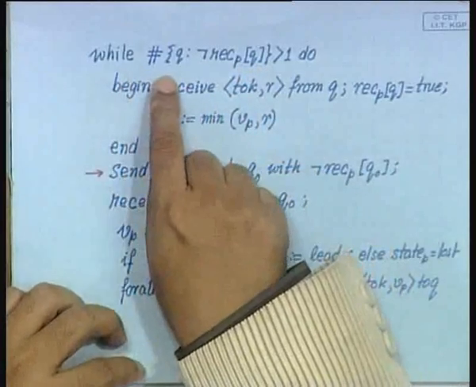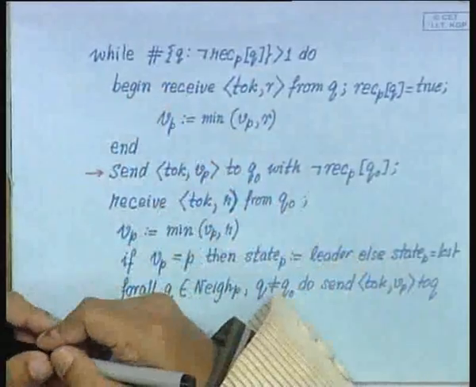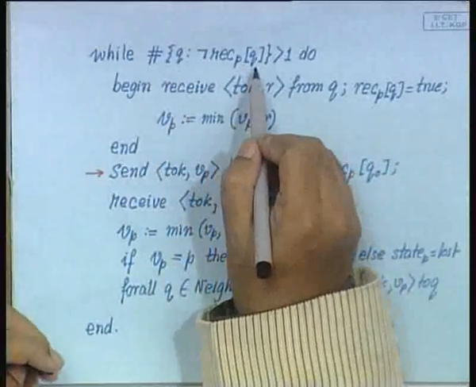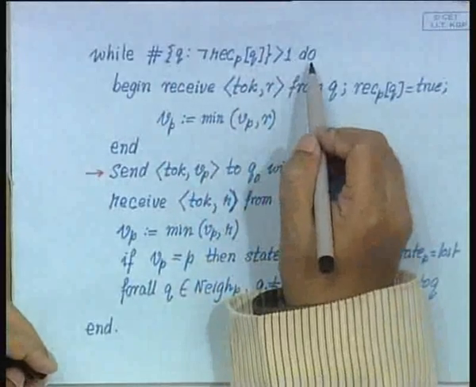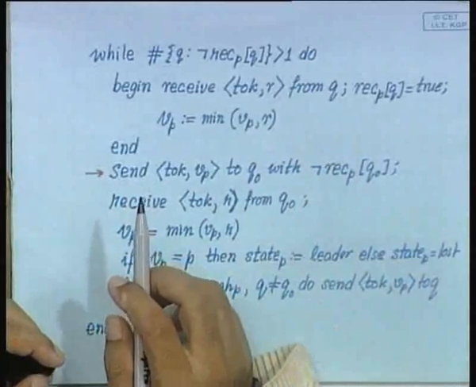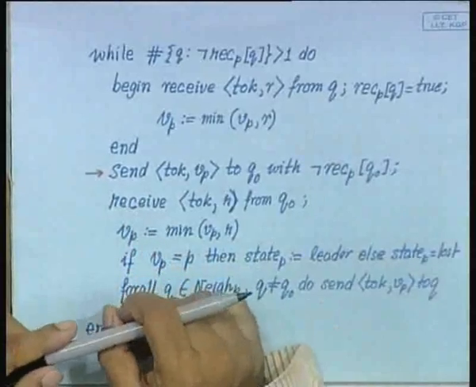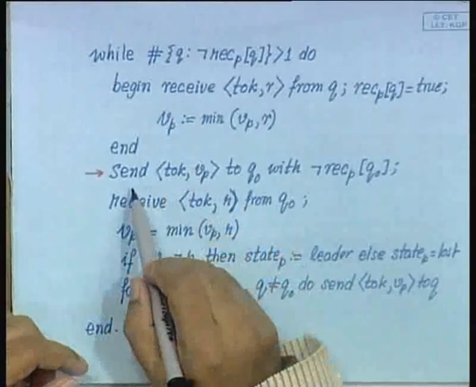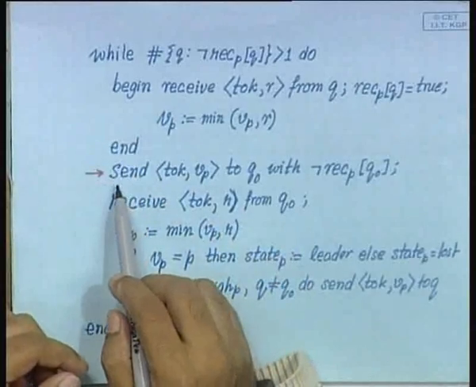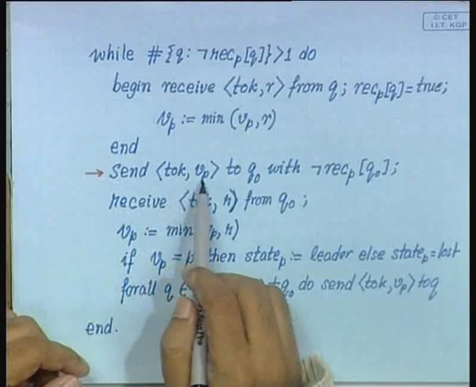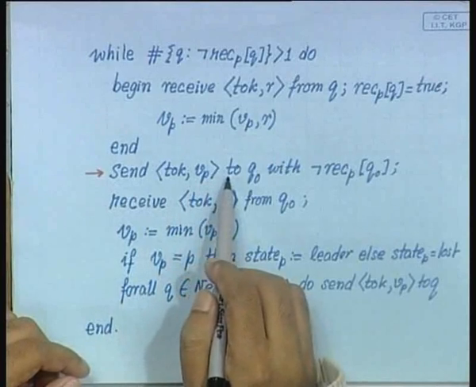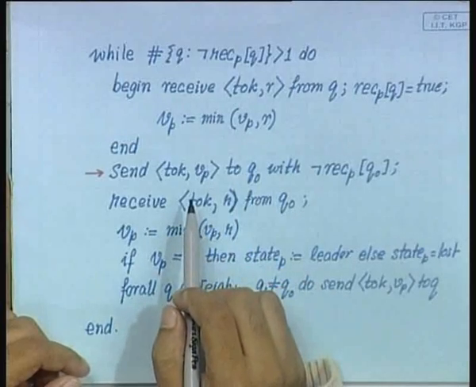Now, what we are doing here is checking whether the number of neighbors for which RECP is false is greater than 1. If not, then it is a leaf node. Why? Because for a leaf node there is only one neighbor. So, the election part of the algorithm starts when the leaf nodes send a token with their own IDs to their neighbors. Okay.